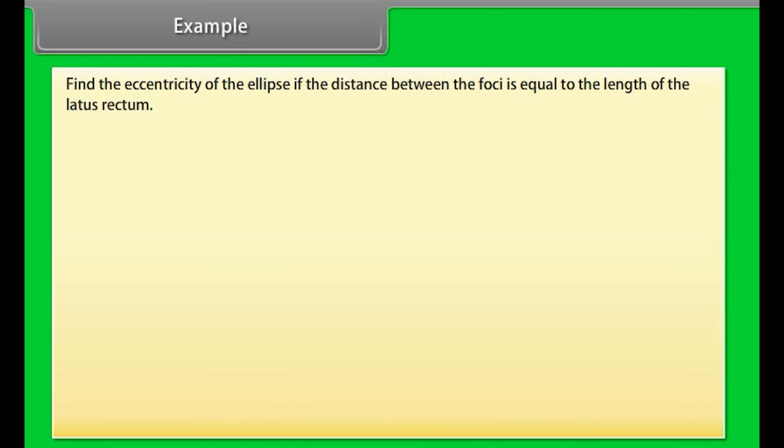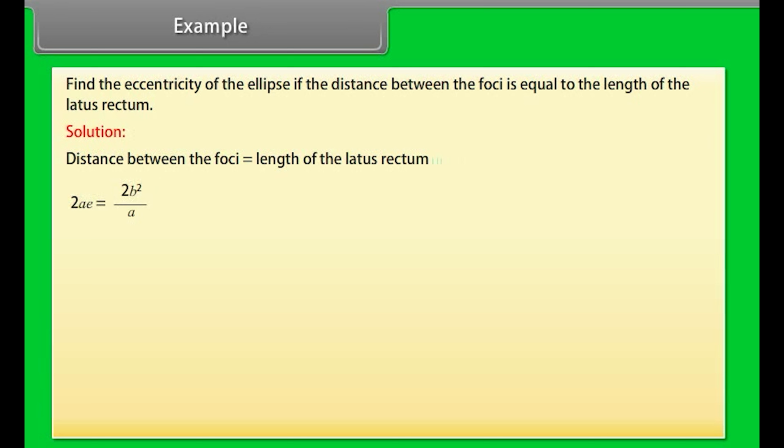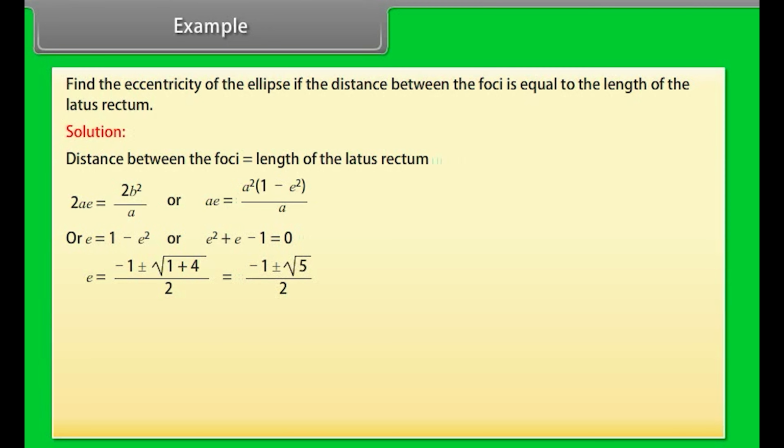Example: find the eccentricity of the ellipse if the distance between the foci is equal to the length of the latus rectum. Solution: distance between the foci is equal to the length of the latus rectum. 2ae is equal to 2b square upon a, or ae is equal to a square into (1 minus e square) upon a, or e is equal to 1 minus e square, or e square plus e minus 1 is equal to 0. e is equal to (minus 1 plus or minus under root 1 plus 4) upon 2, which is equal to (minus 1 plus or minus under root 5) upon 2.